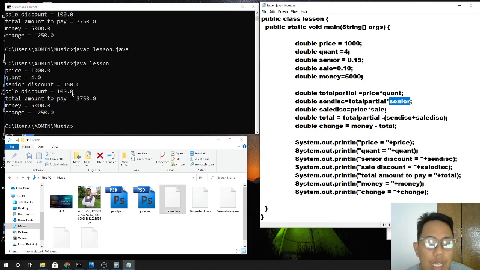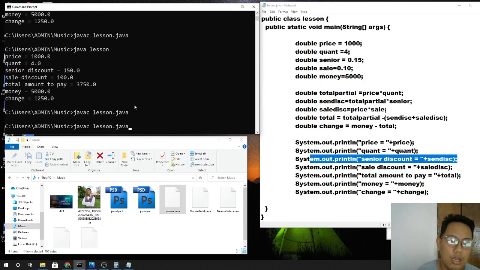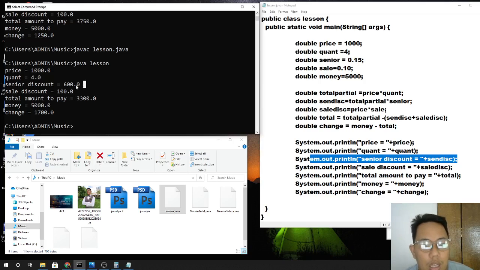Alright, the answer for that is shown in the third line. So it's answered in the third line, 600. That's the senior discount. So the answer 600 was taken out from 1,000 times 4 because that's how the cashier works, right? They add all the items first, then after that, they take out the senior discount after they got the total amount, right? I hope you understand that.